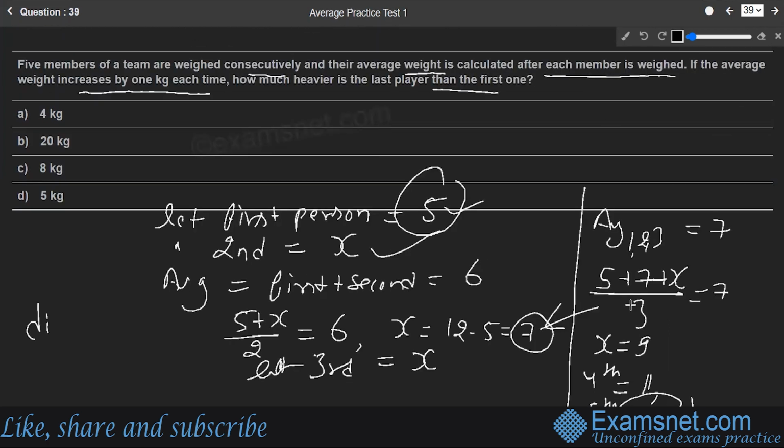So what is the difference? The difference is going to be 13 minus 5, that is nothing but 8 kg. So that is the right answer. 8 kg is the difference of the weight of the first and the last person. Available in option number C, it becomes the right answer.